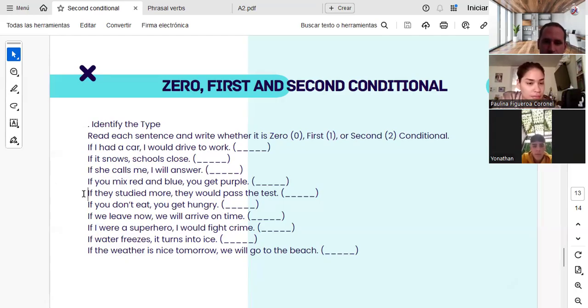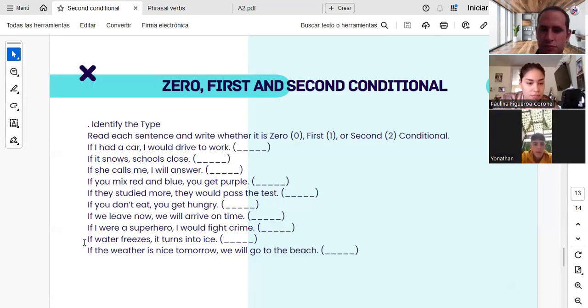Jonathan, next one. If they studied more, they will pass the test. It's a second conditional. For sure. Well done. Next one, Paulina, please. If you don't eat, you get hungry. It's zero conditional. The next one, Jonathan, please. If we leave now, we will arrive on time. It's first conditional. Well done. The next one, Paulina, please. If I were a superhero, I would fight crime. It's second conditional. Jonathan, please.